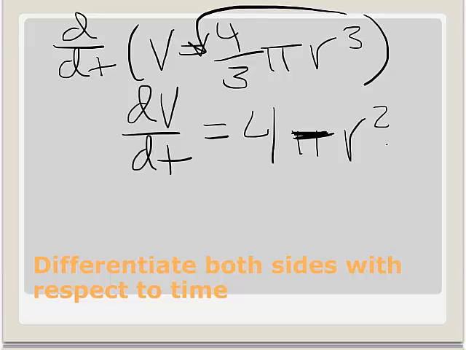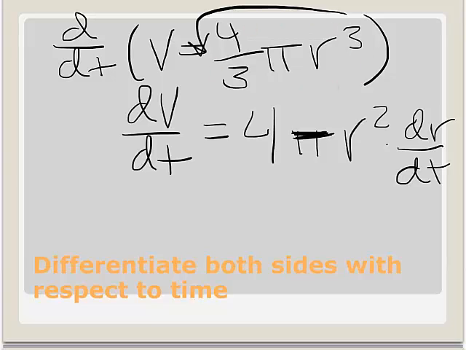But now I have to multiply that by the derivative of r with respect to time because I'm differentiating with respect to t, not with respect to r. So notice I'm not finding dV/dr, in which case I'd be done before this. I'm finding dV/dt, the derivative of volume with respect to time. So I have to differentiate this with respect to time.